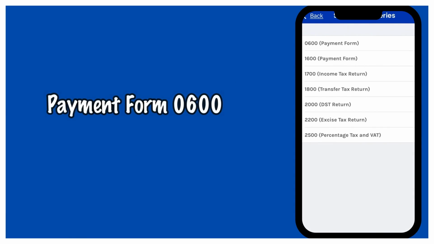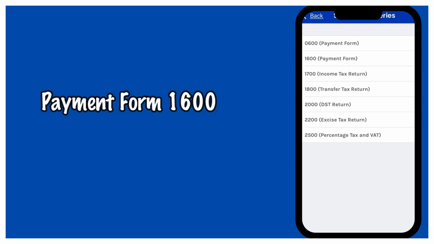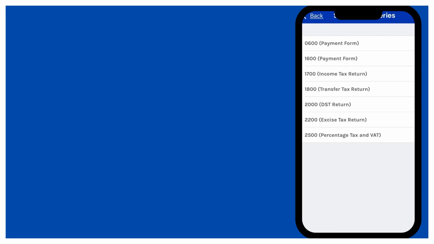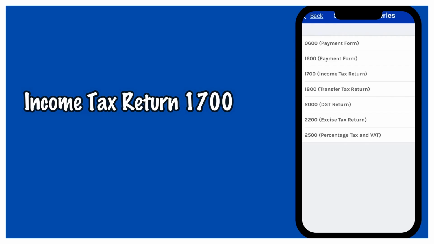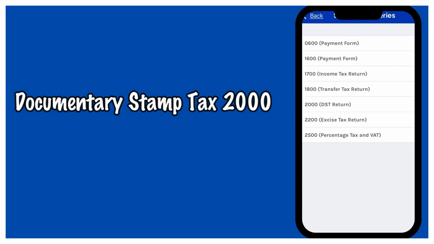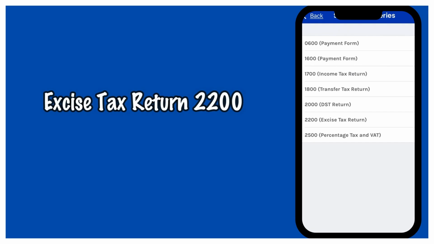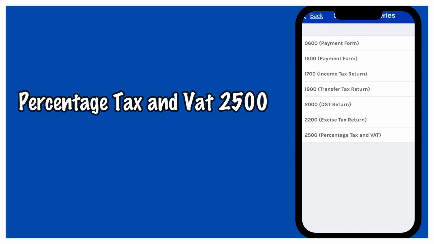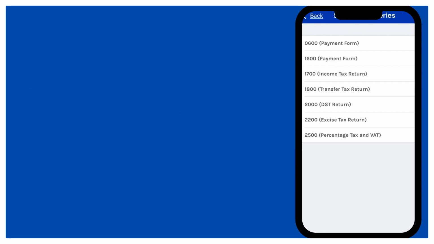A. Payment Form 0600. B. Payment Form 1600. C. Income Tax Return 1700. D. Transfer Tax Return 1800. E. Documentary Stamp Tax 2000. F. Excise Tax Return 2200. G. Percentage Tax and VAT 2500. Let me discuss with you when to use the following forms.